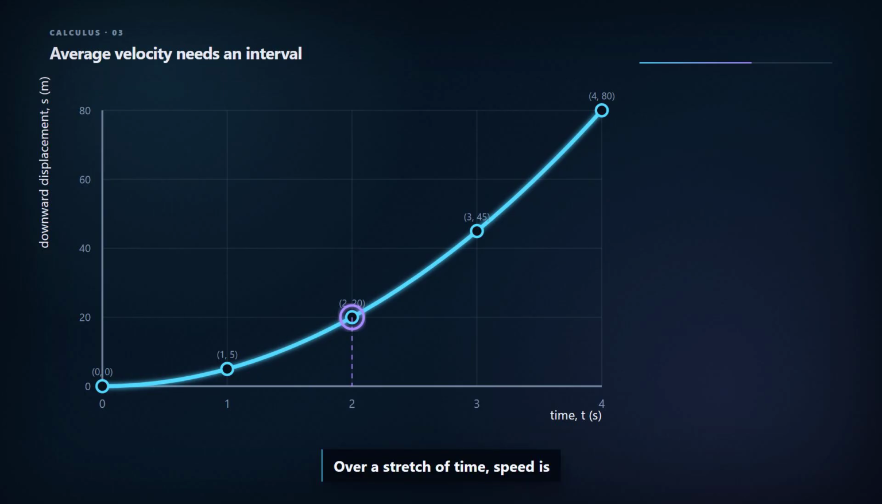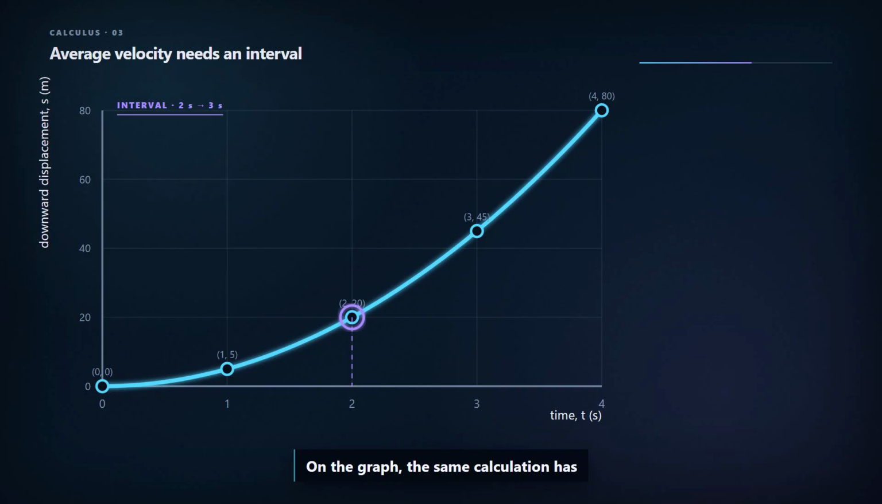Over a stretch of time, speed is easy to estimate. From 2 seconds to 3, the ball moves from 20 meters to 45. That is a change of 25 meters during 1 second. An average velocity of 25 meters per second.